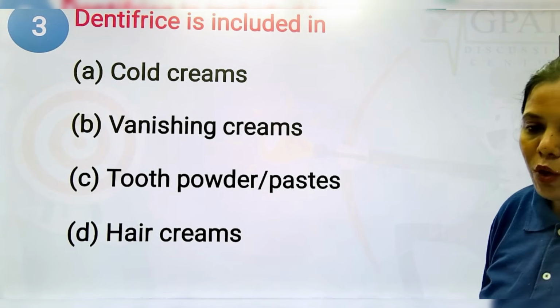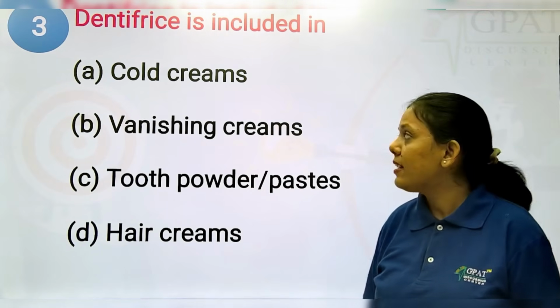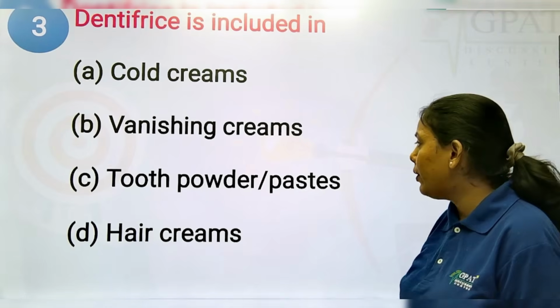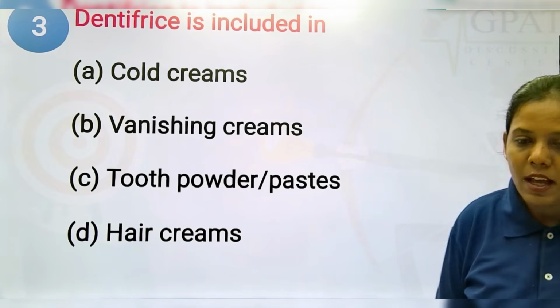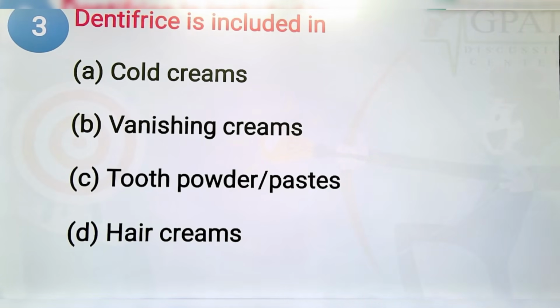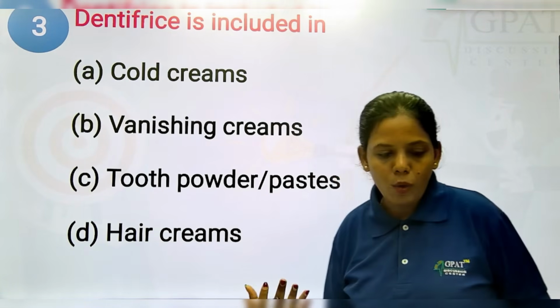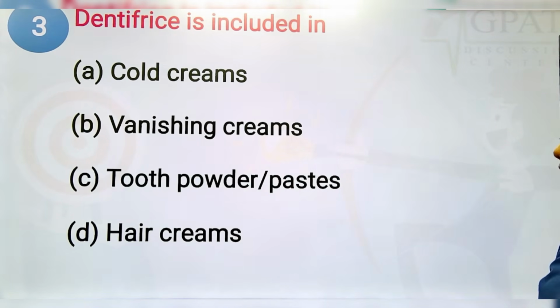Next is from the dosage form, that is dentifrice. It is included in cold cream, vanishing cream, tooth powder, toothpaste or hair creams. Dentifrices are the tooth powder and toothpaste used to clean the oral cavity. Option C is the right answer.